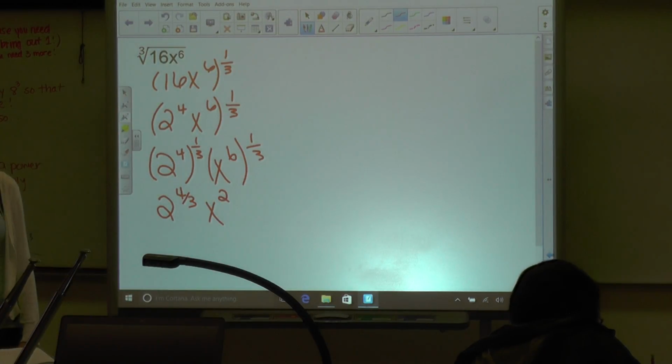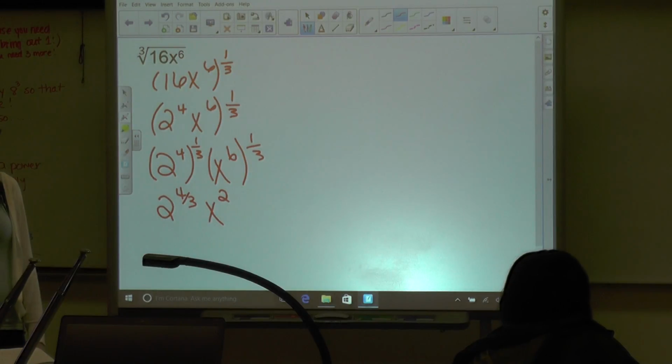I keep thinking like you can turn it into a mixed fraction. So that's simpler. Or can it get simpler?